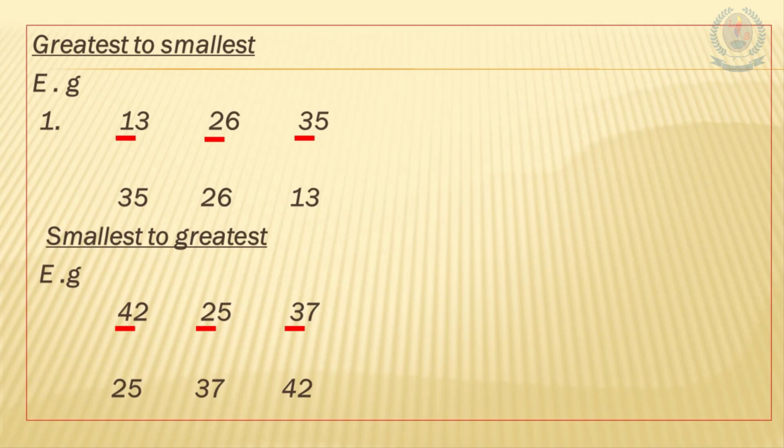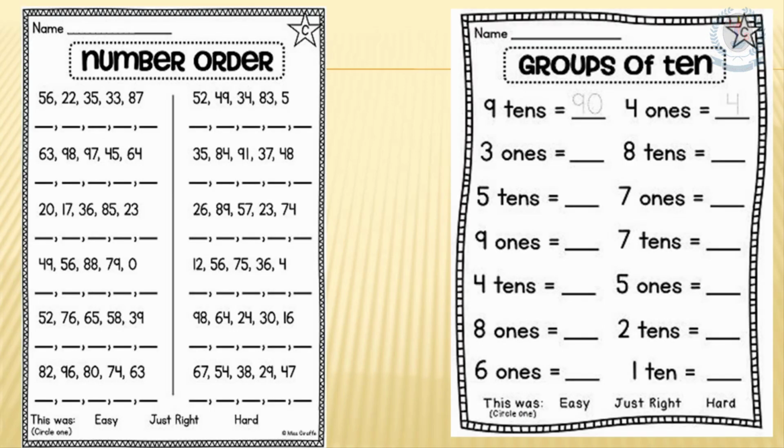So you can do the worksheets in page number 29 and 30 for more practice. There are two more worksheets for you all. First one is ordering numbers. The next one is groups of 10. You had to write how many ones are there and how many tens are there. For your practice, you can do these two worksheets.